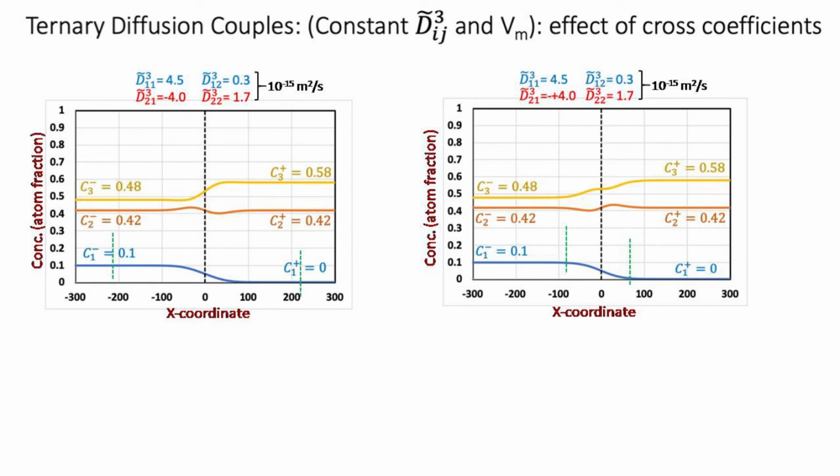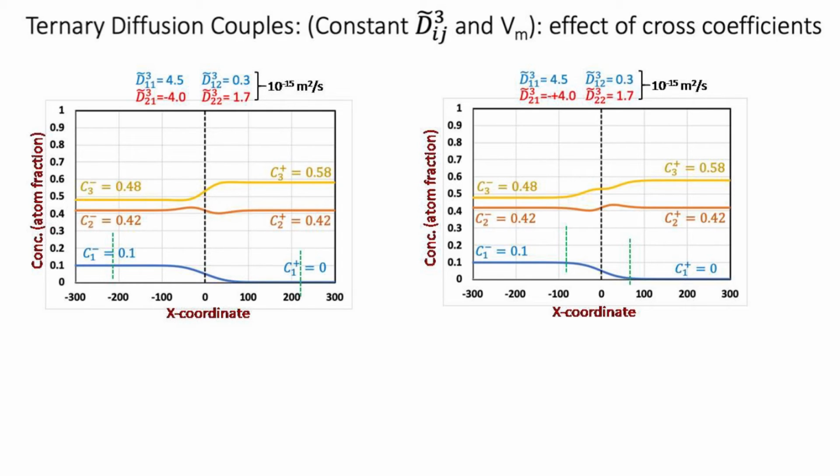And if you compare the two concentration profiles, we can see the concentration profile of 2, its maximum and minimum. The positions of maximum and minimum on concentration profiles of 2 are flipped as I change the sign of its cross coefficient, right. In the first case, the maximum was on the left side, whereas minimum on the right side. In the second case, minimum is on the left side and maximum is on the right side.